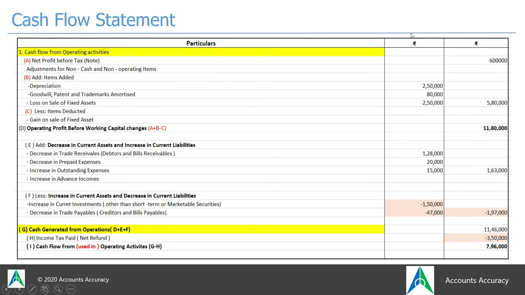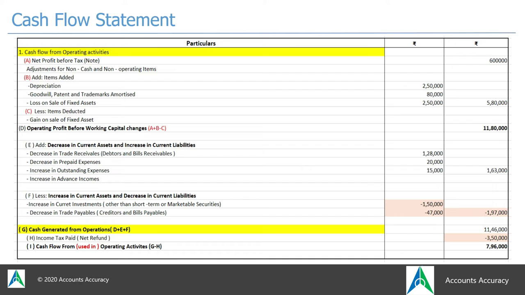When we place the items in the inner column of amount, we will get the total as 5,80,000. After adding the three items we get 5,80,000, which will be added to 6 lakh. Now, after adding 5,80,000 to the 6 lakh net profit value, we will get 11,80,000, which will be the operating profit before working capital changes, as we don't have any income item in the sum.